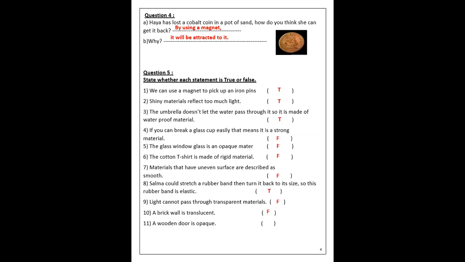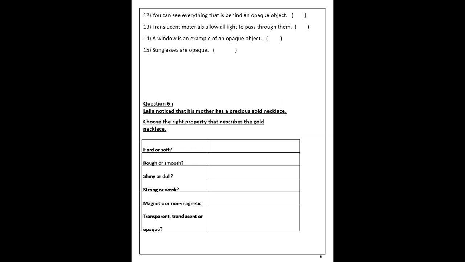Number 11, a wooden door is opaque. True or false? True, of course, because we can't see anything through this wooden door. The light is not passing through it. Okay, number 12. You can see everything that is behind an opaque object. Can you see everything behind the opaque object? Of course, no, false. You can't see.